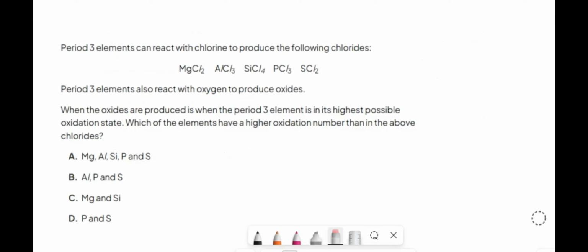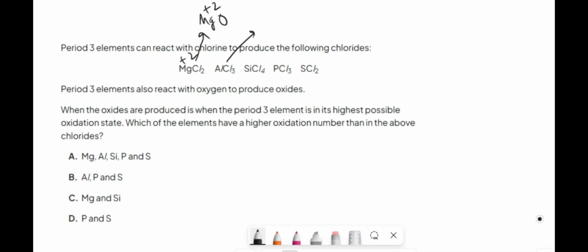Period 3 elements can react with chlorine to produce the following chlorides. Period 3 elements also react with oxygen to produce oxides. When the oxides are produced, the period 3 element is in its highest possible oxidation state. That means all of these elements are in their highest oxidation state in their oxides. So we have to find out which element has a higher oxidation number in its oxide. Magnesium will react with oxygen to form magnesium oxide, where it has an oxidation state of +2. In magnesium chloride also the oxidation state is +2, so they are the same.